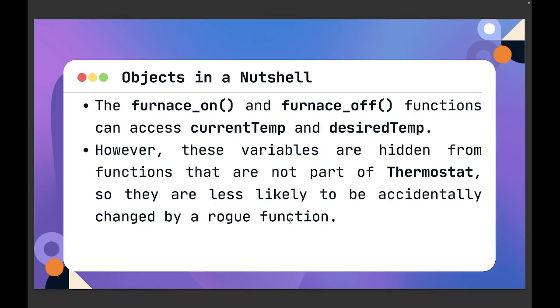This explanation is in a series. So the furnace on and furnace off functions can access the current temp and desired temp. However, these variables are hidden from functions that are not part of the thermostat, so they are less likely to be accidentally changed by a rogue function. That's because current temp and desired temp are set as private, as in our encapsulation. If it's private, you cannot directly type the current temp in the thermostat class. You need to go through furnace on and off first, which has certain algorithms to process all of these variables.